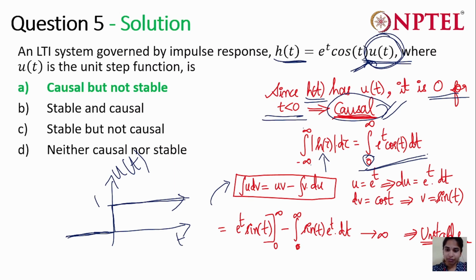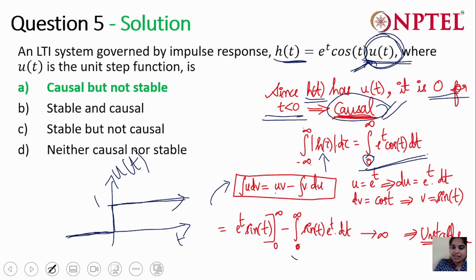Now we have u and dv, so we need v and du. u is e power t. If you differentiate e power t, you get e power t dt only. dv is cos t, so if I integrate cos t, I will get sin t. So I write this integral as e power t into sin t, with limits from 0 to infinity, minus the integral of v into du, that is sin t into e power t dt.